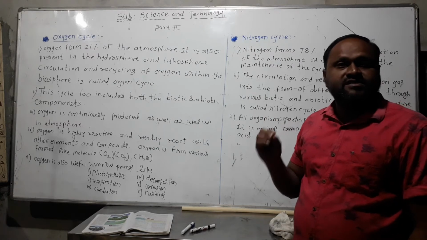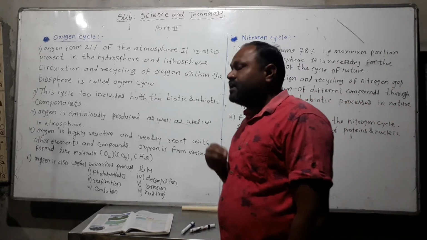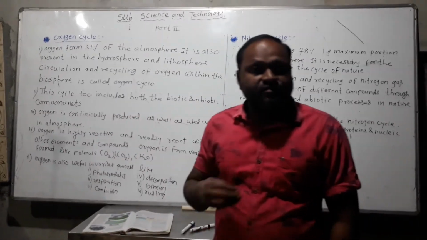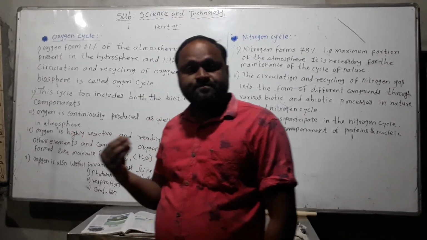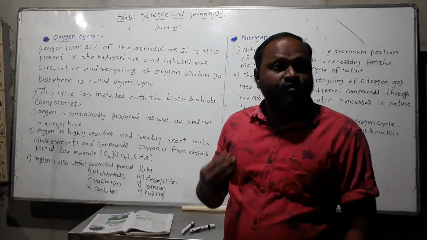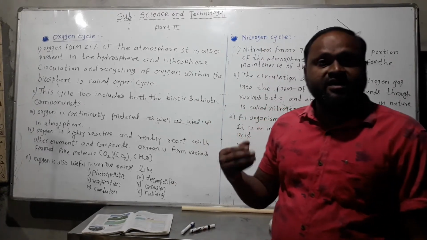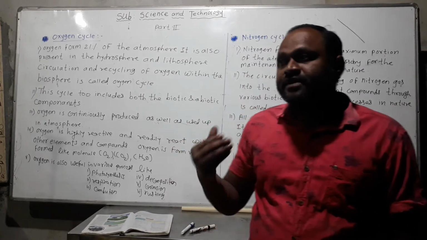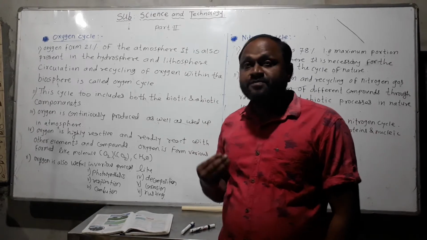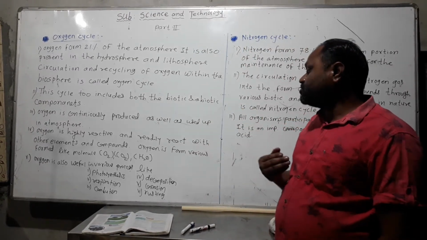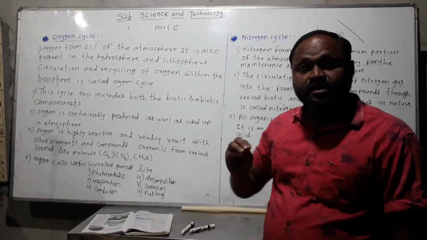the oxygen cycle. The oxygen cycle is involved in various processes. Oxygen is found in nature in compound form, like carbon dioxide and H2O, and in the form of O2 molecules. These O2 are used in various processes, like photosynthesis, respiration, combustion, decomposition, corrosion, and rusting. Oxygen is useful in various processes.